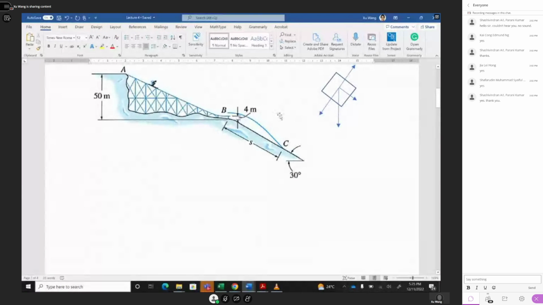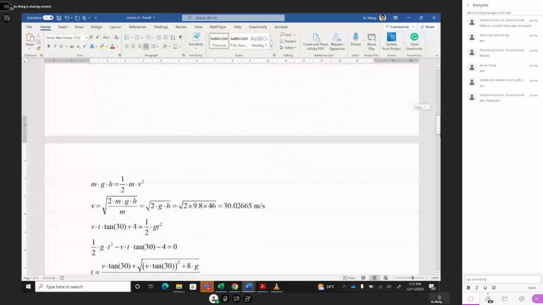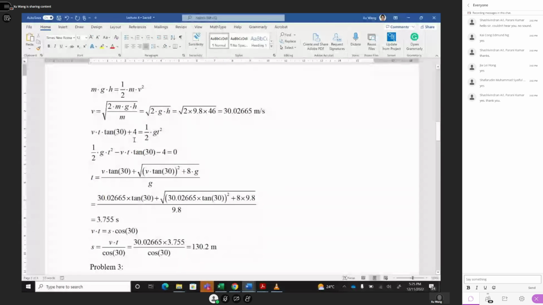So v t is this distance. V t tangent 30 is this one, and plus 4 is the total drop distance of B from here to here. So you get v t tangent 30 degrees plus 4. That's your vertical drop distance, which should be equal to this travel s.